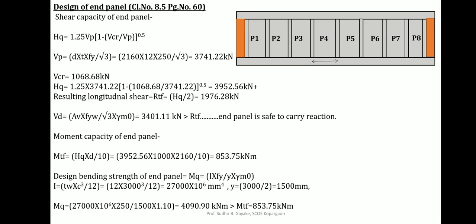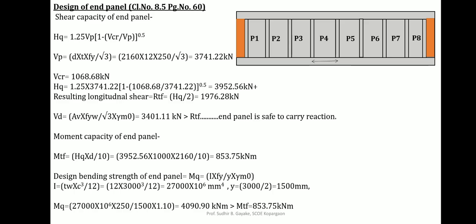HQ is about equal to 3952.56 kilonewton, plus your resulting longitudinal shear RTF, that is HQ by 2, which is equal to 1976.28 kilonewton. Now design shear strength is equal to 3401.11 kilonewton, and this is greater than your RTF value, therefore it is okay. Here AV is your shear area that we have already calculated, and the end panel is safe to carry this reaction as its capacity is 3401 kilonewton and the maximum value that is going to occur is about 1976.28 kilonewton. So okay. Similarly, you go for moment capacity of the end panel.